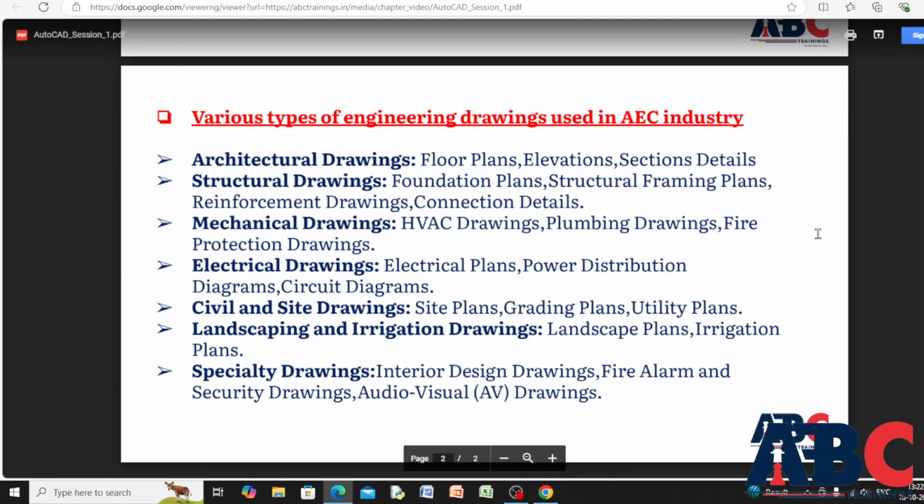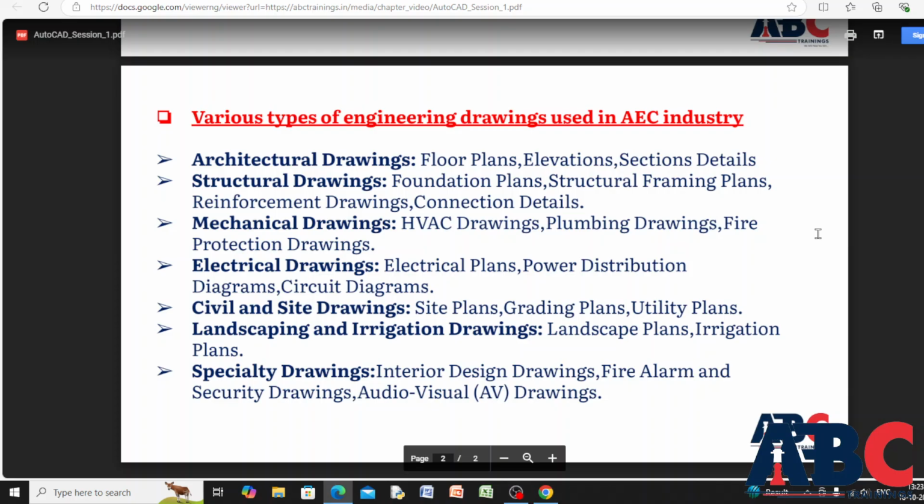HVAC drawing, the heating, ventilation, and air conditioning drawing, plumbing drawing, fire protection drawing, fire safety drawing, etc. In electrical drawing, electrical plan, power distribution diagram, circuit diagram, etc. And specifically for civil and site drawing, site plan, grading plan, utility plan, and others, that is sewer plan, etc. In landscape and irrigation drawing, landscape plan, irrigation plan, etc.